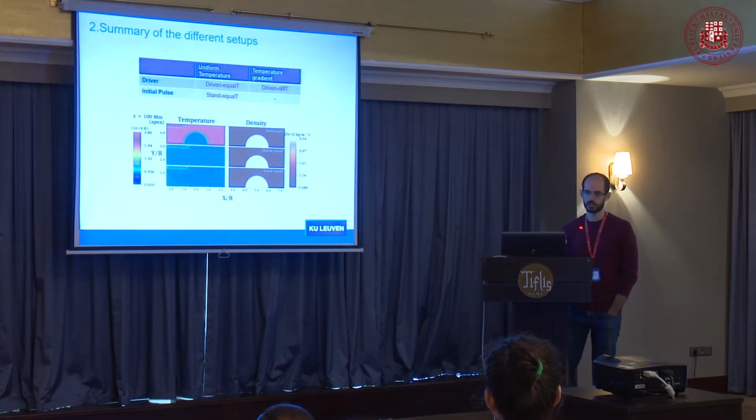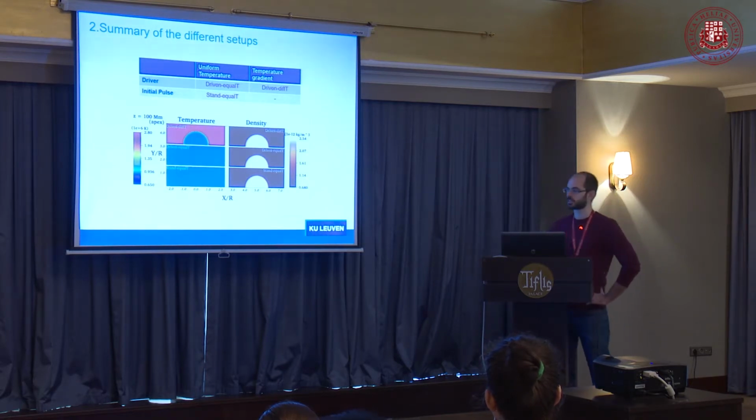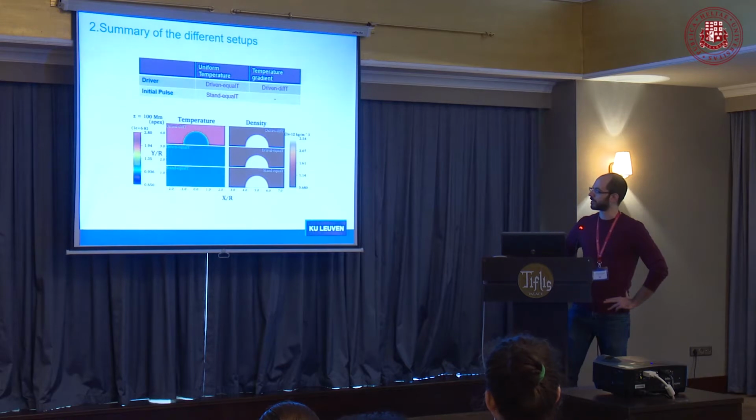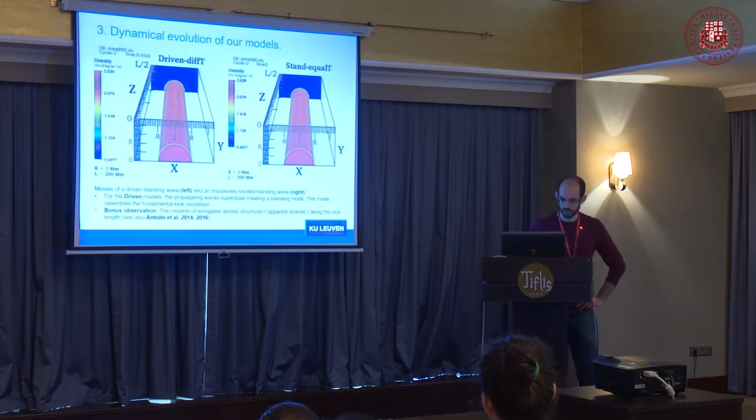This is a summary of our different setups. So, uniform temperature with a driver, driven equal T; uniform temperature with an initial pulse, standing equal T; and then we have the driven diff T from the temperature gradient. Not my best choice of names, but it's quite descriptive. In the second picture, we see these setups at work. Now, let's go to some results, shall we?